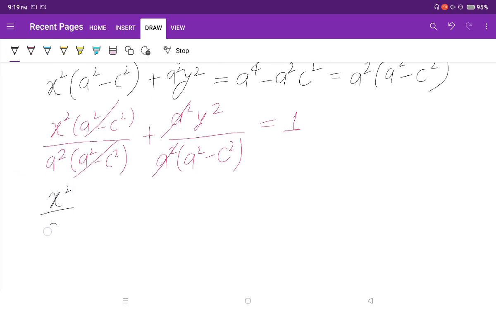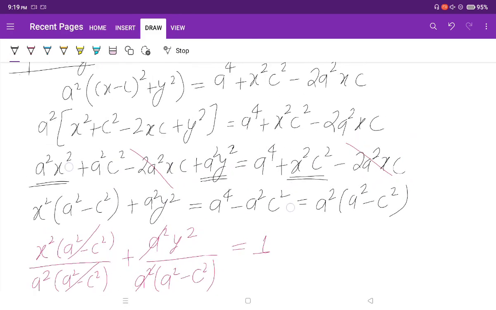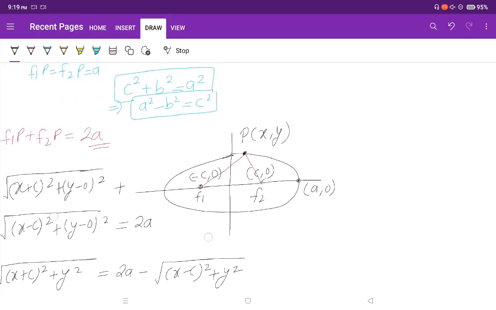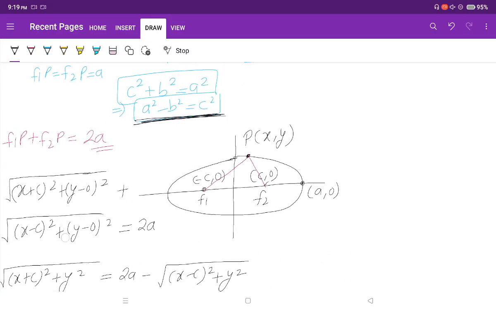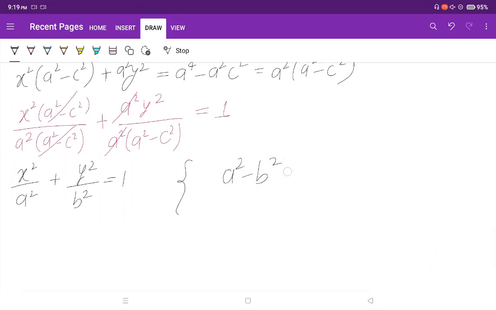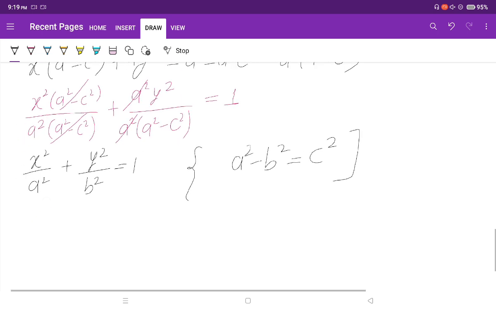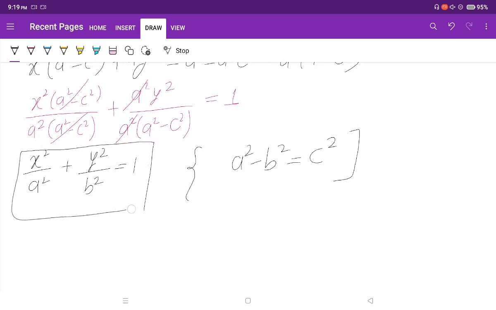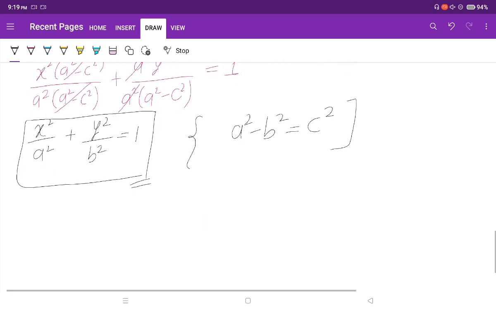So we have x squared by a squared plus y squared by, now this will be b squared, right, because in the ellipse, you see here we used a squared minus b squared equals c squared. So we have a squared minus b squared equals c squared. So this is the equation of the ellipse, correct. Thanks.